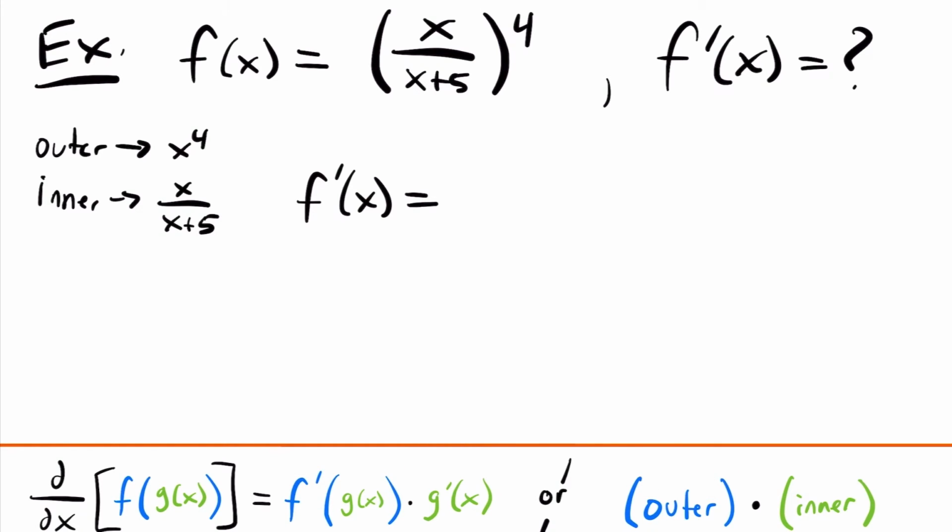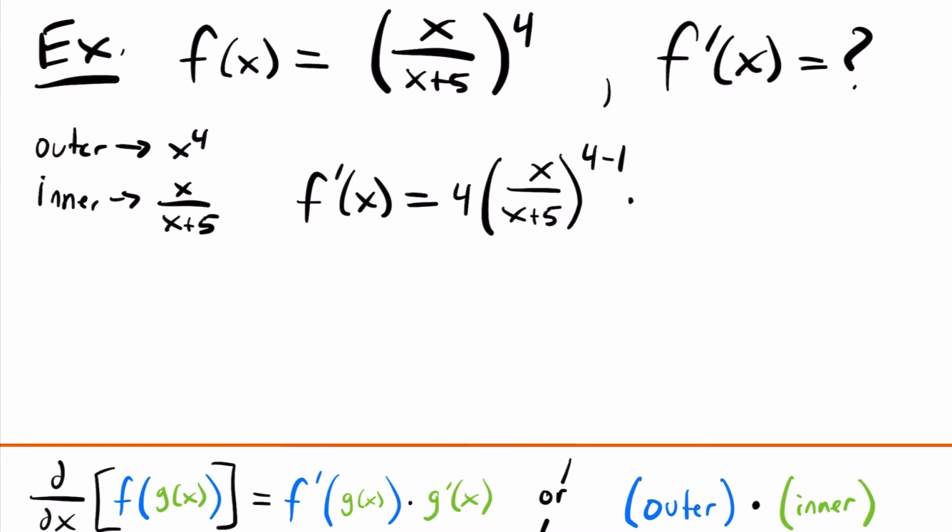Take the derivative of our outside function. In this case, that is x to the 4th. So we'll keep our inside function the same, and we will have 4 times (x divided by x plus 5) to the 4th power minus 1. And so that would be our derivative of our outside function.